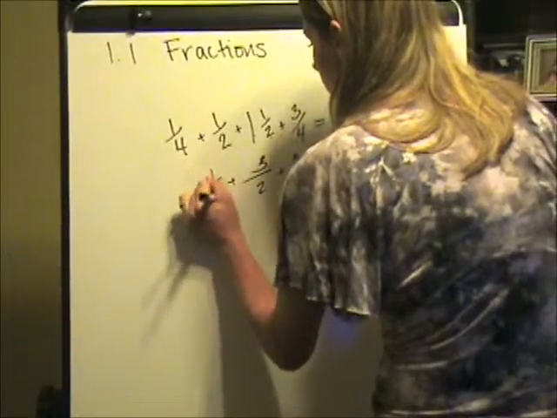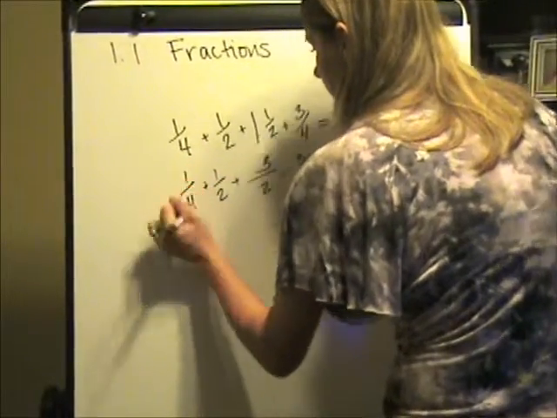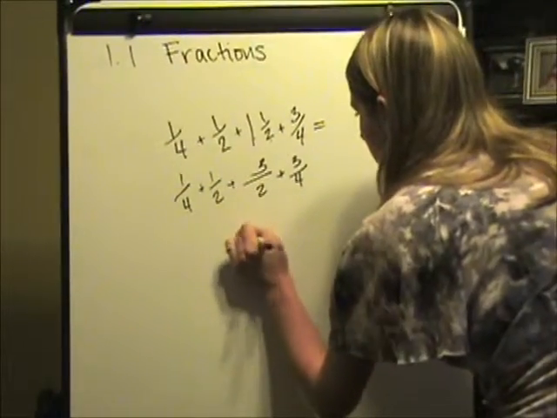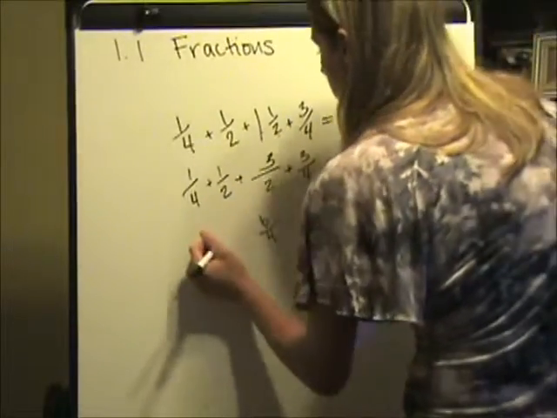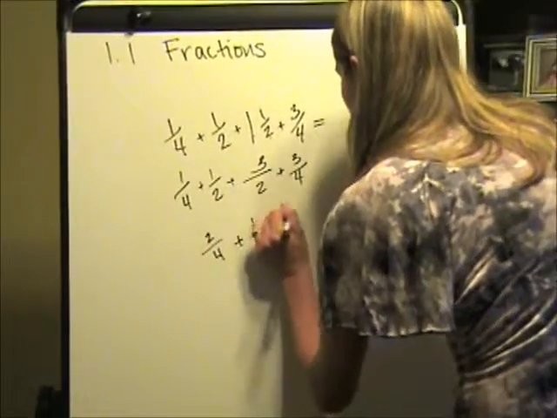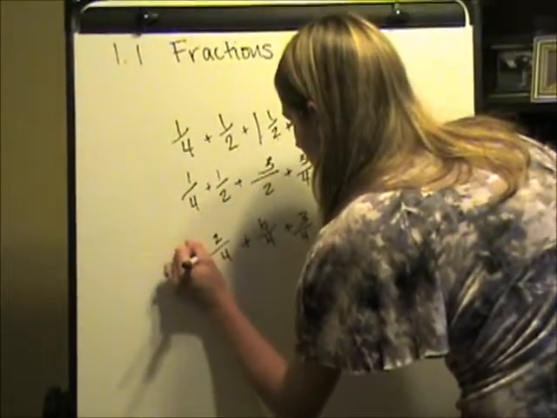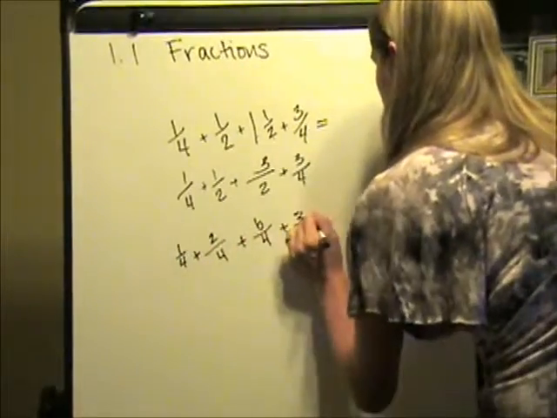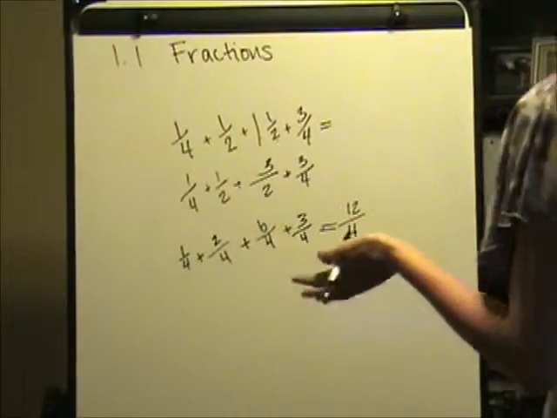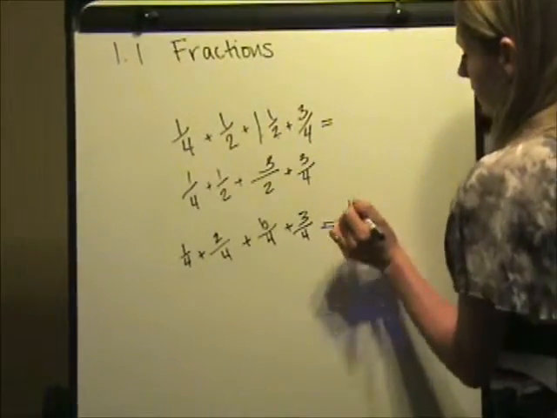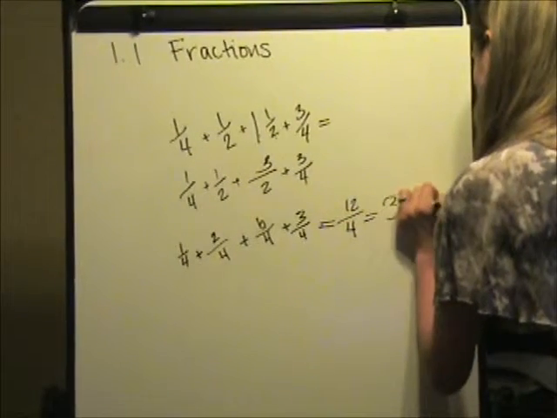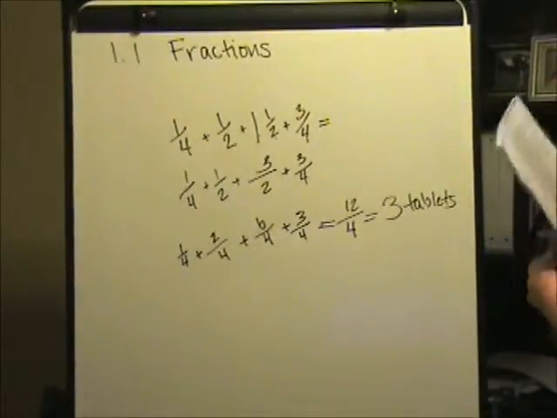And we'll rewrite these to line them up. And the common denominator we're going to have is going to be 4. So 3 times 2 is 6. And 2, rewrite these. And 1/4. Add them all together, and that's going to give us 12/4. And that's an improper fraction, but we know that 4 goes into 12 3 times for our whole number. So they've taken 3 tablets.